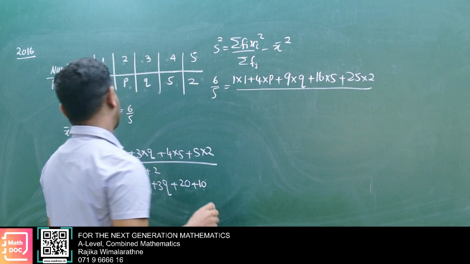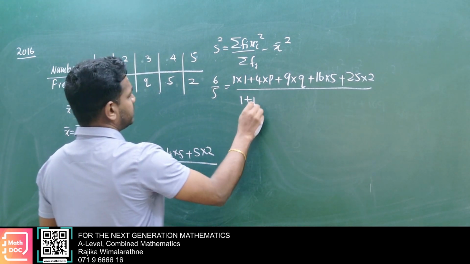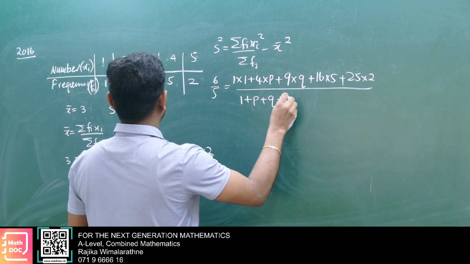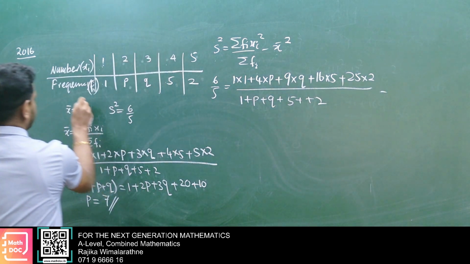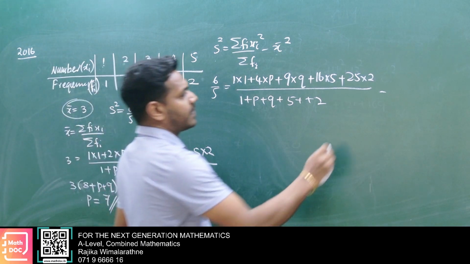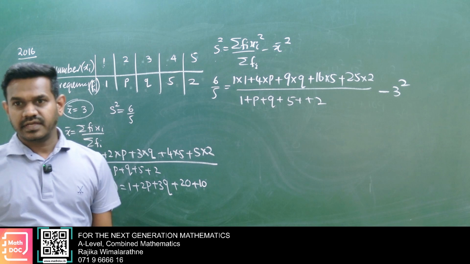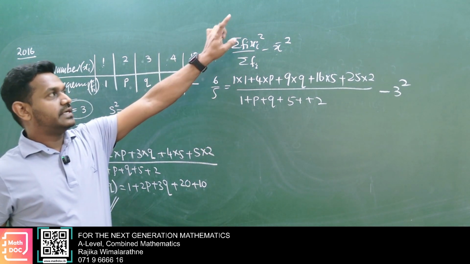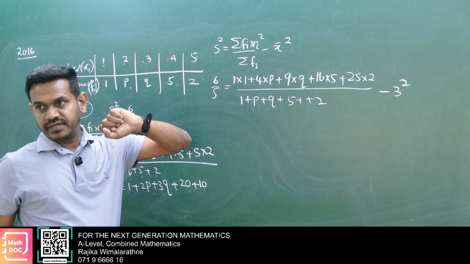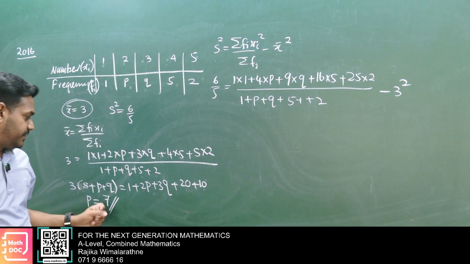Frequency sum, sigma fi, is 1 plus P plus Q plus 5 plus 2, minus x bar square. X bar is given as 3, so 3 square. Okay, here is our formula: S square equals sigma fi xi square divided by sigma fi minus x bar square. Now we have the P value.